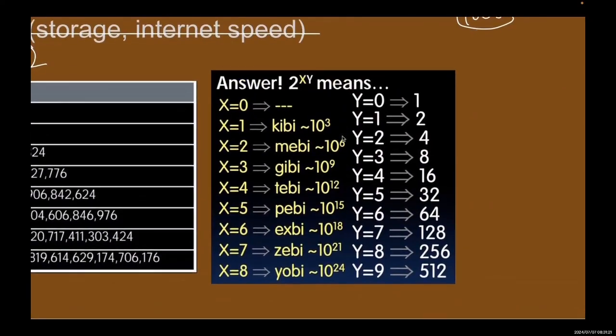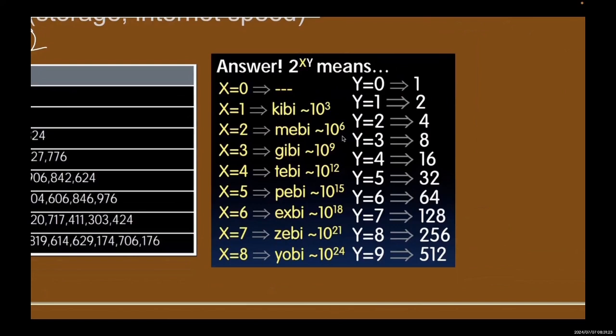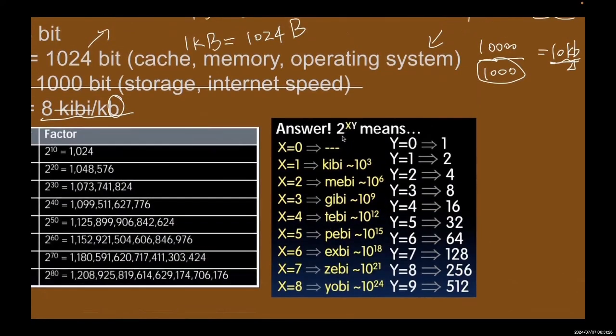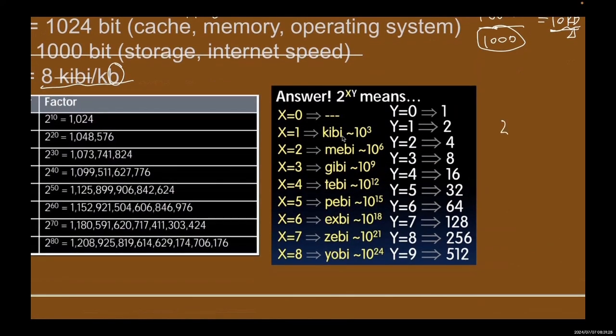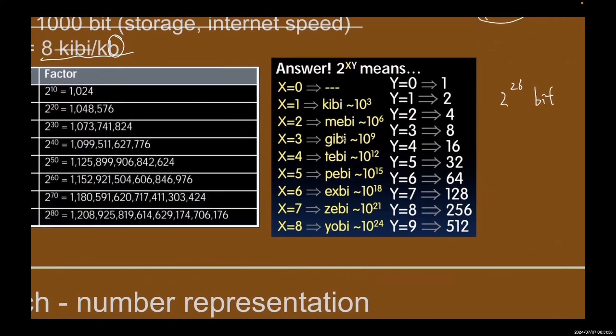So now I see I have 2 to the 26 bits, which is 2 to the 26 switches. So how big is it? We see the 2^6 here, and this is a small b, right? And 2^6, and this is x, this is y here.